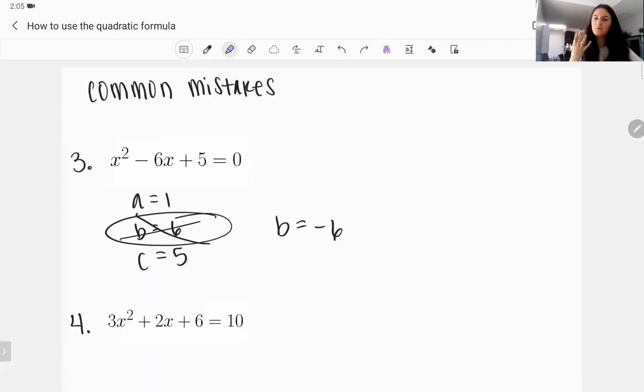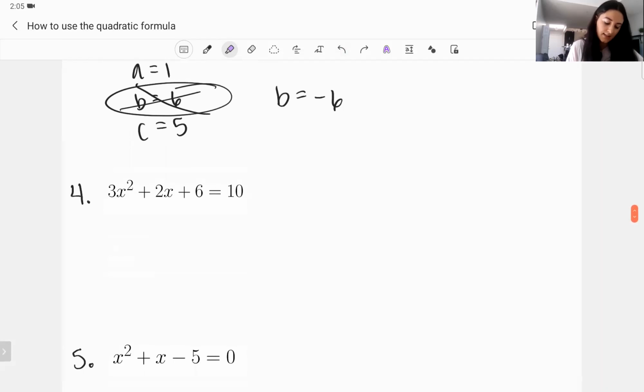So students will forget about it or not realize that there's a negative in front of that number, but that negative is important. It's not a positive 6 in the equation, it's a negative 6, and that will definitely change the answer you get. So make sure that you carry the negatives if they're there.